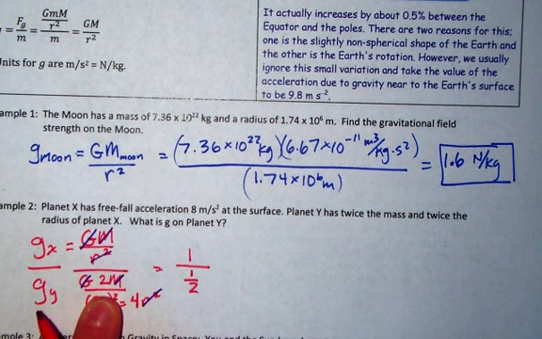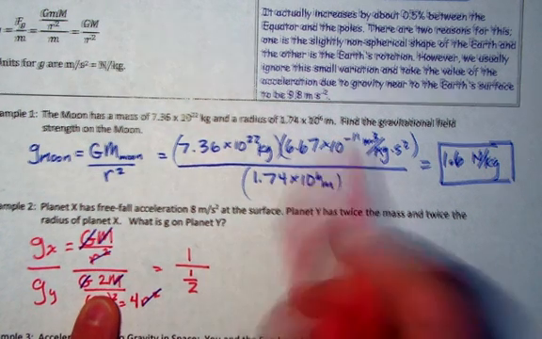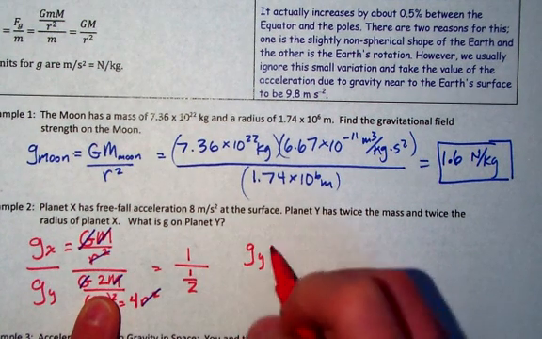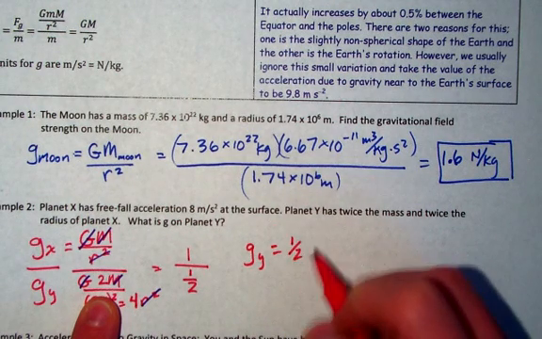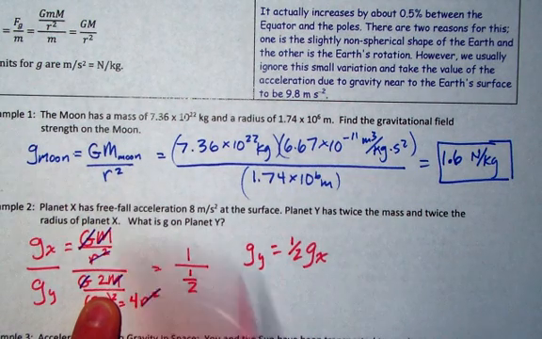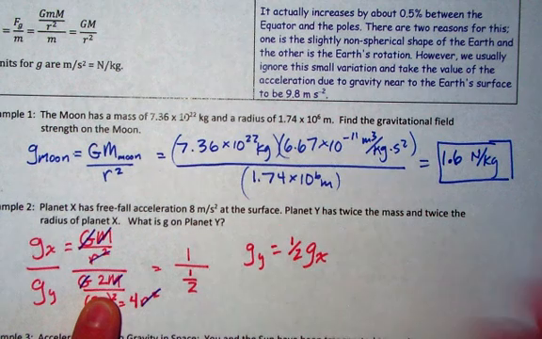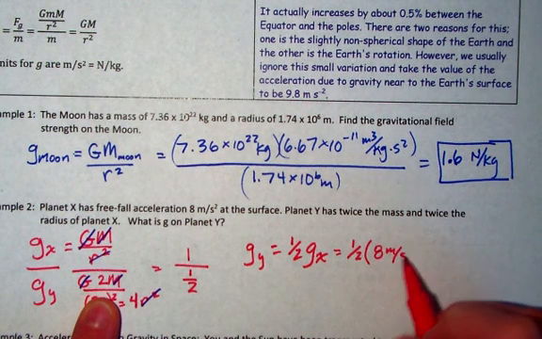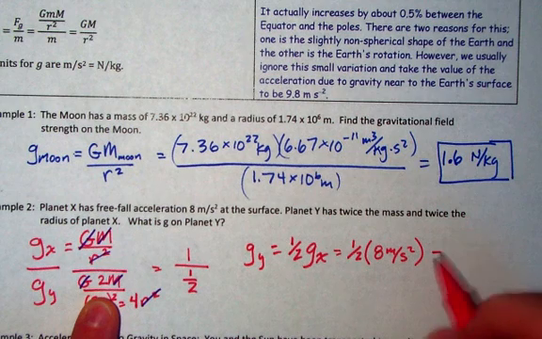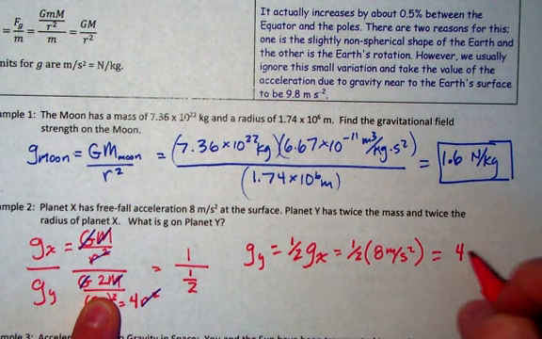At this point, I can go ahead and cross multiply. So my acceleration due to gravity on planet Y is going to be gY times 1, which is just gY, equal to 1/2 times gX. Now the convenience of this problem is gX is 8 meters per second squared. So that's 1/2 times 8 meters per second squared, and that's going to equal 4 meters per second squared.